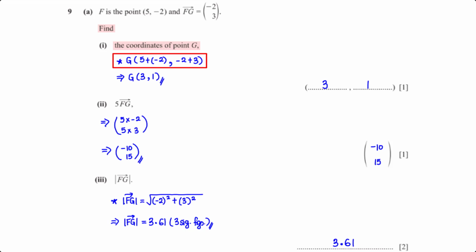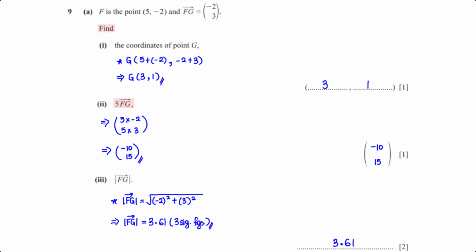To get the x-coordinate of G, we add -2 to the x-coordinate of F, which is 5. For the y-coordinate of G, we add 3 to the y-coordinate of F, which is -2. 5 plus -2 is 3. -2 plus 3 is 1.